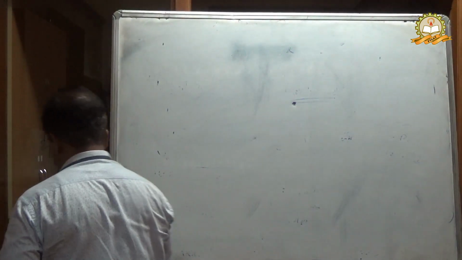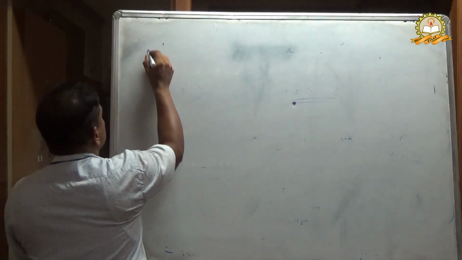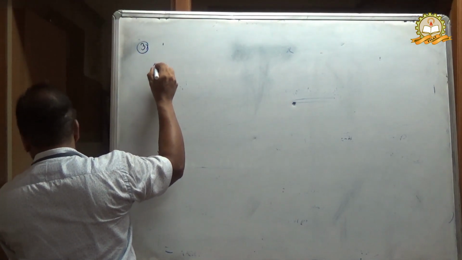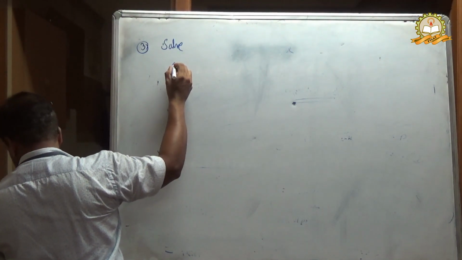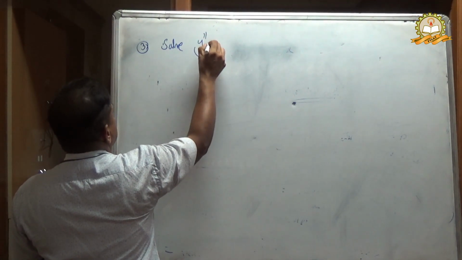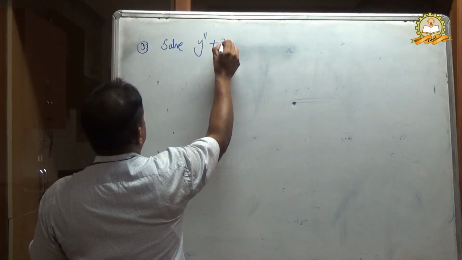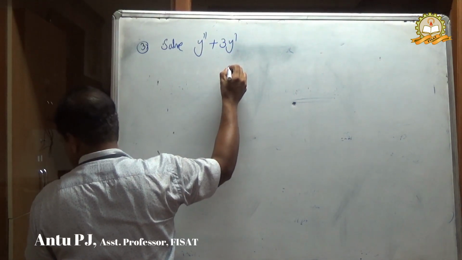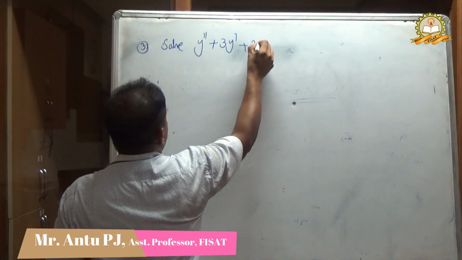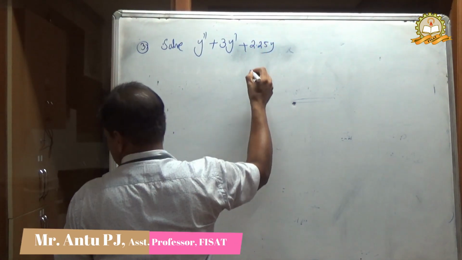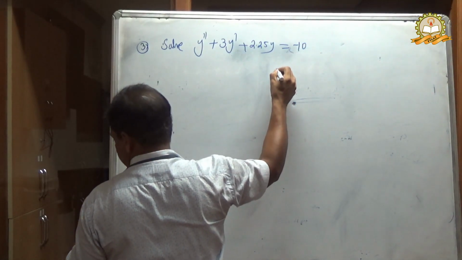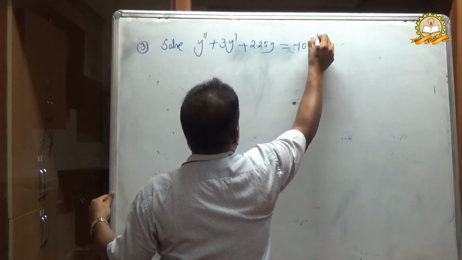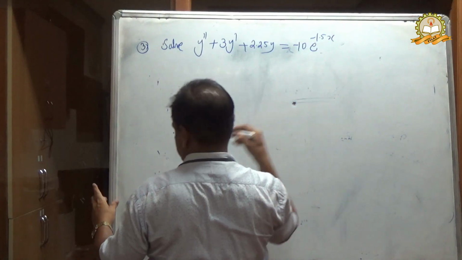We can move on to the next problem. Solve y double dash plus 3y dash plus 2.25y is equal to minus 10 into e raised to minus 1.5x.